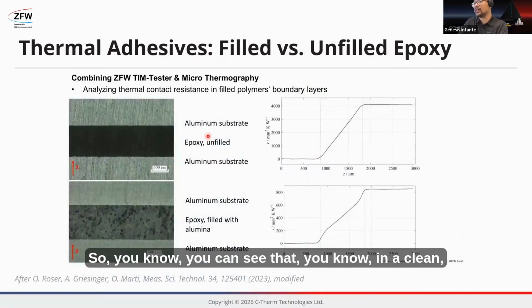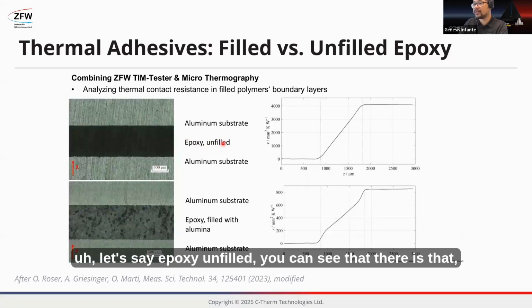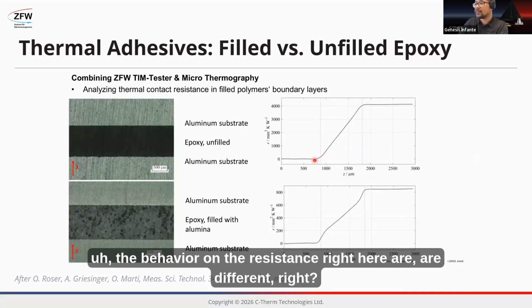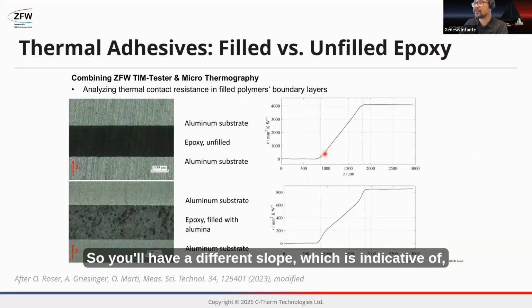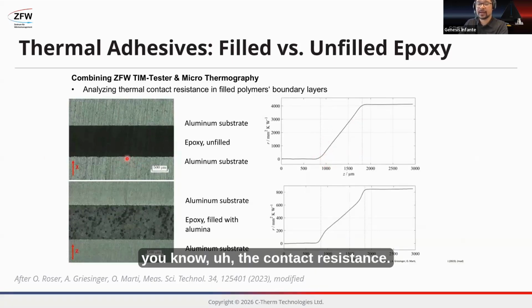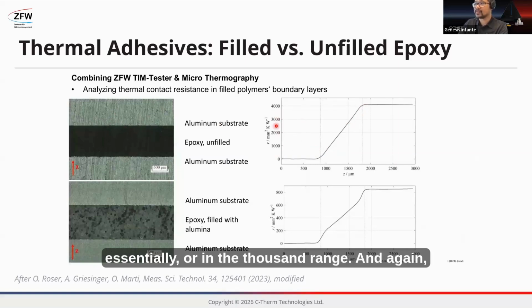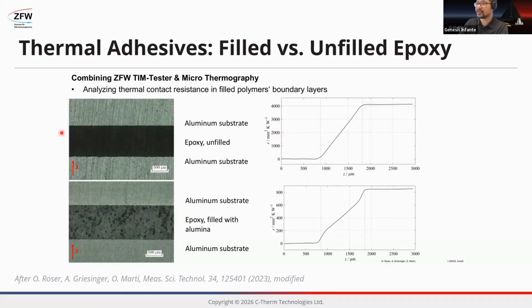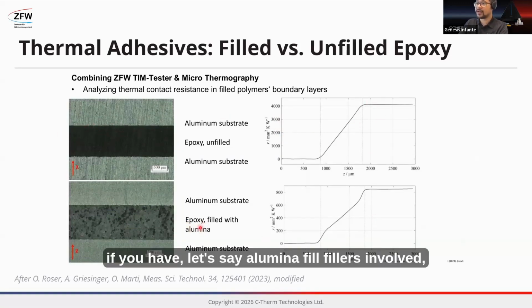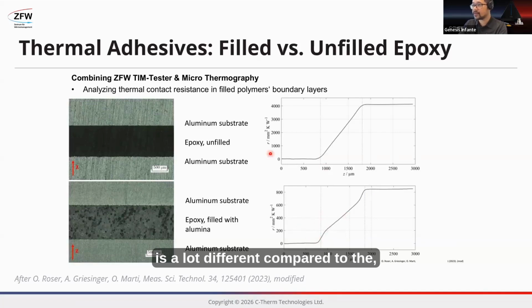So you can see that in a clean, let's say epoxy unfilled, the behavior on the resistance right here is different, right? You'll have a different slope, which is indicative of the contact resistance, and then you have your epoxy slope right here, which is in the 4,000s essentially, or in the 1,000 range. And again, contact resistance over there. But then if you have, let's say, alumina fillers involved, you can see that the scale is actually a lot lower, and the thermal behavior is a lot different compared to the one without any filler.